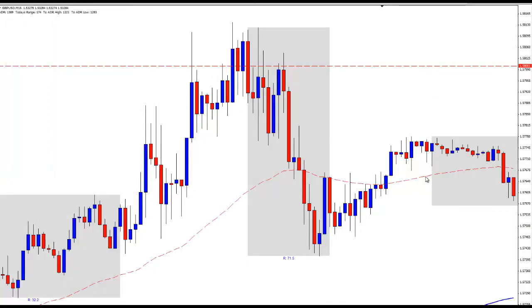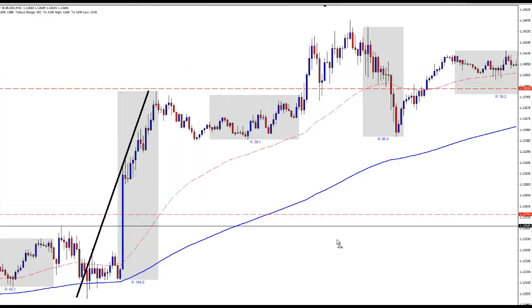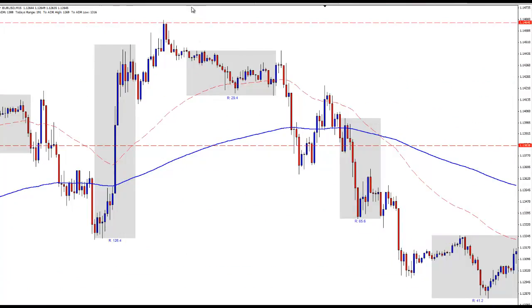And that brings us to the next trade, which was on the 17th, and it was on the euro. So we go forward to the 17th.